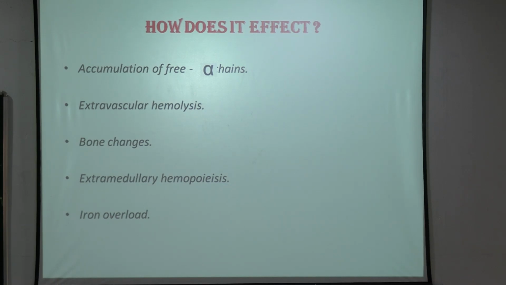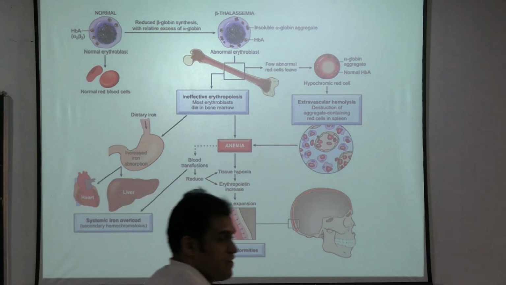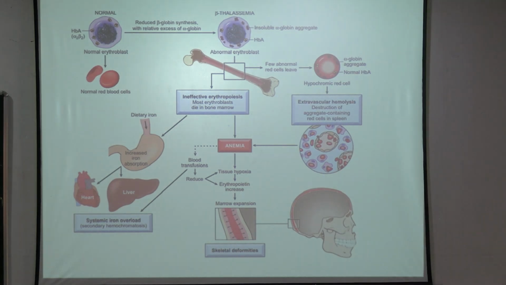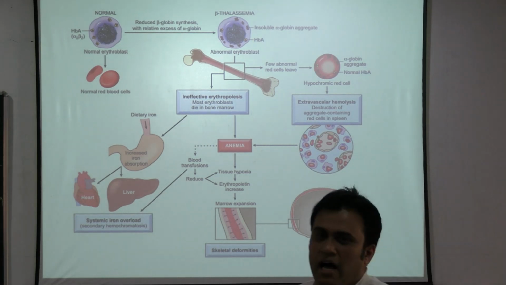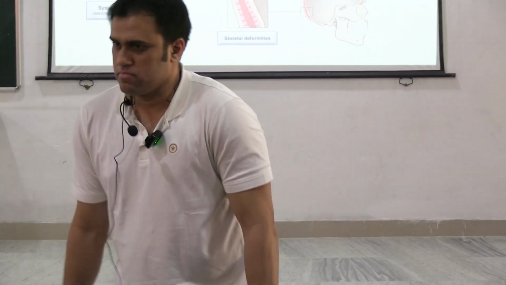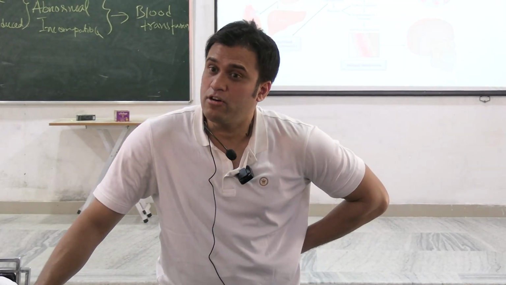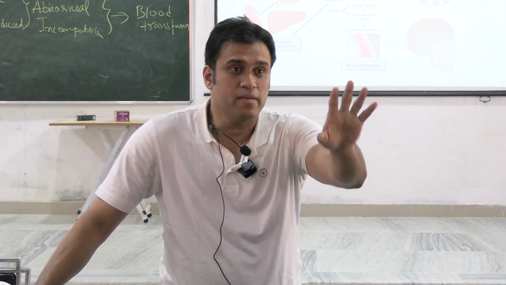Bone changes, extramedullary hematopoiesis, and iron overload. I'm coming to those points. So what bone changes occur? Think now, what bone changes can occur? In adults, the site of erythropoiesis is the flat bones and long bones like femur and tibia, right? So normally, fortunately, we are normal. In case of anemia, in case of thalassemia, what is happening?